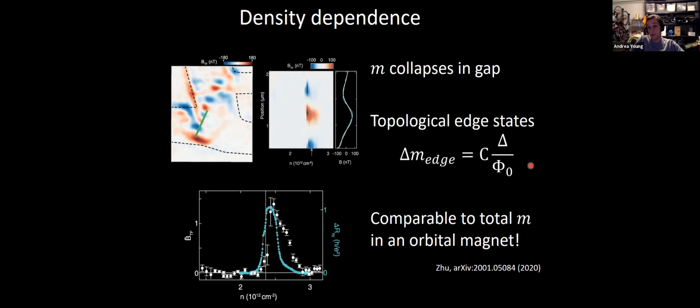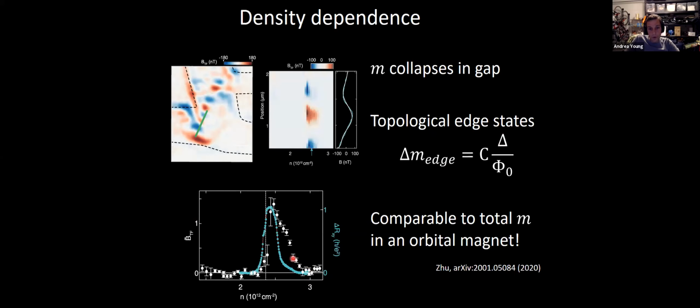chromium-doped bismuth antimony telluride, because the bulk magnetization from the spins is many orders of magnitude larger than that. However, in an orbital magnet, this is just not that different from the bulk magnetization, which you get as you fill the bands. And depending on details, they can be comparable. And indeed, this one can even be larger, and typically it has opposite sign.